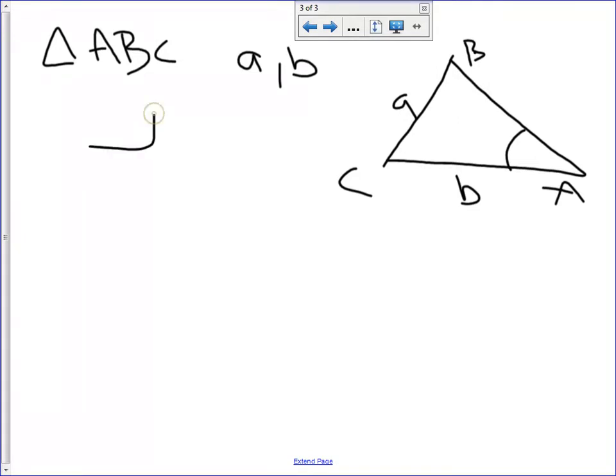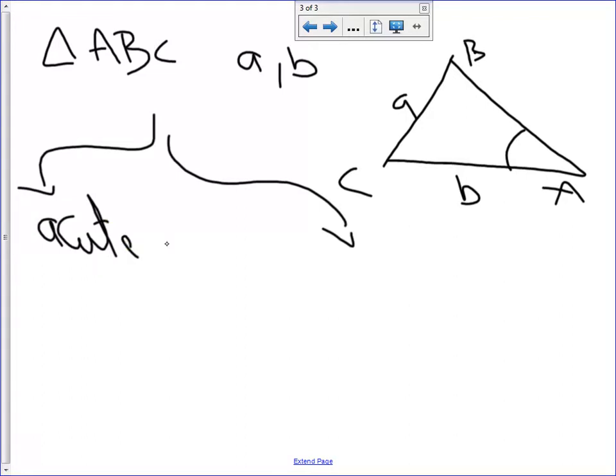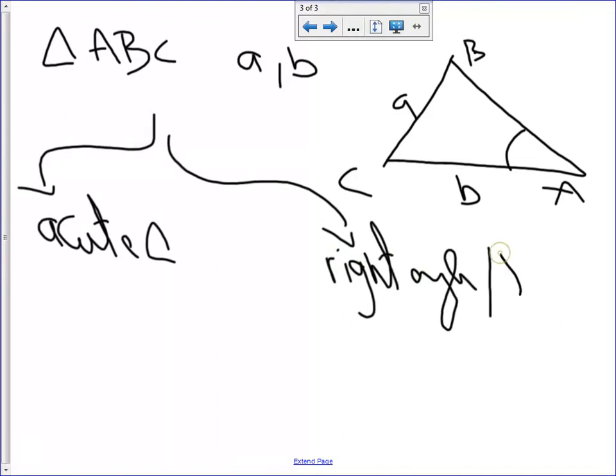Firstly, we have two main types of triangle: the acute angle triangle, and the right angle and obtuse angle triangles. Firstly, I will talk about the right angle and obtuse angle.